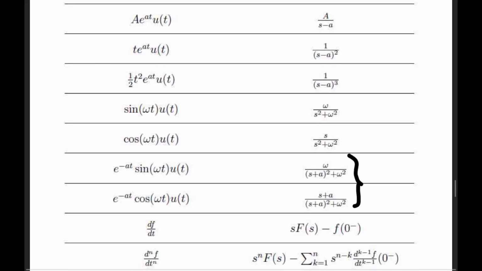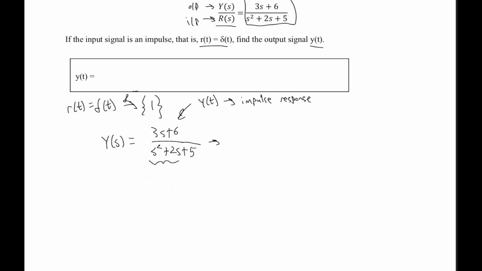So if we pulled up a Laplace table right here, we see that this form right here, ω over (s + a) squared plus ω squared, if we went in the inverse Laplace direction, gets us this function in the time domain. So we want to get something in this form.